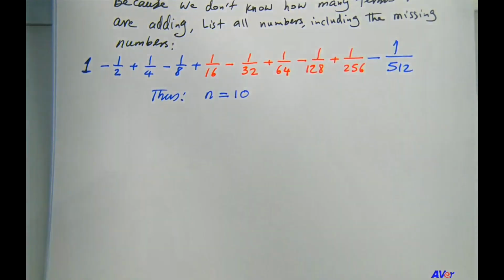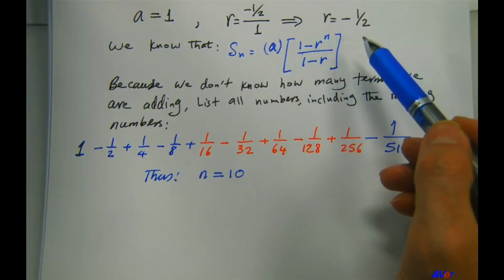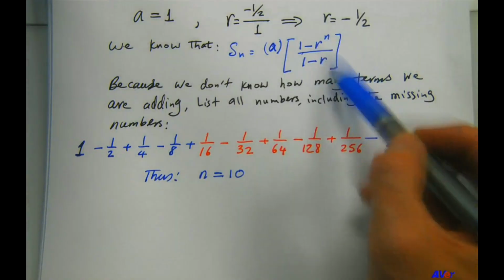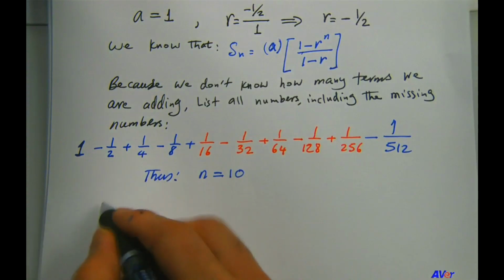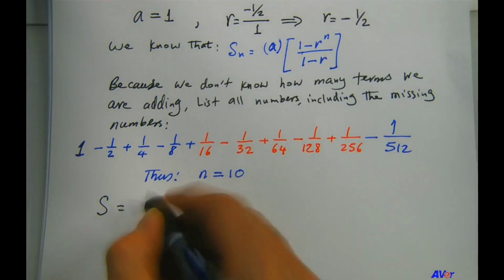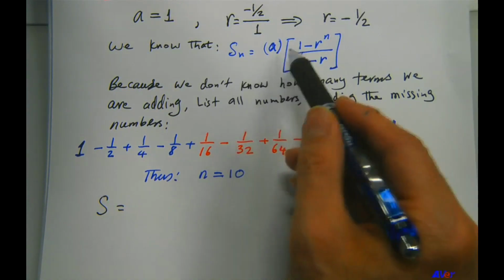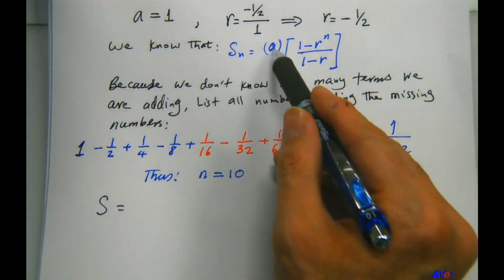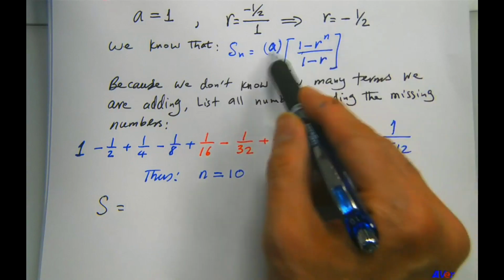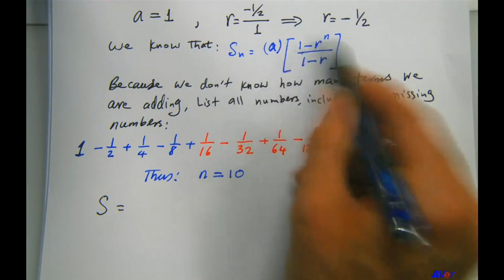All right? So now we can use this formula with everything known. The first term, the n, the common ratio, and everything, right? So let's do that. And therefore, the sum, or S, is, because A is 1, I'm not going to write it. We no need to write that. 1 times anything is itself. So I'm not going to write 1 for A. I'm going to just write the rest of this.